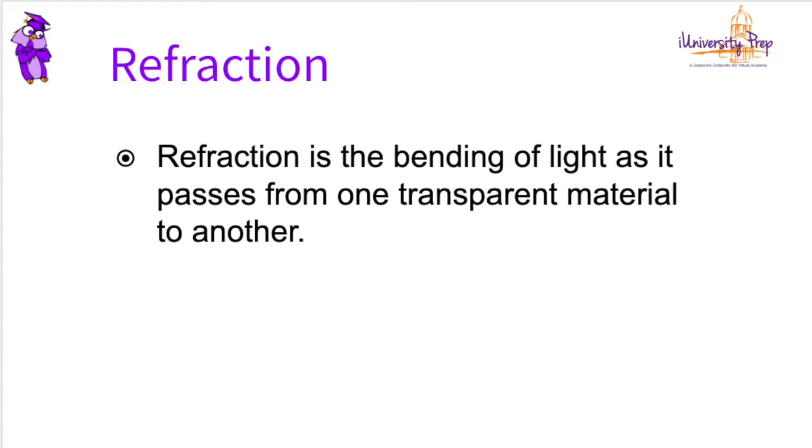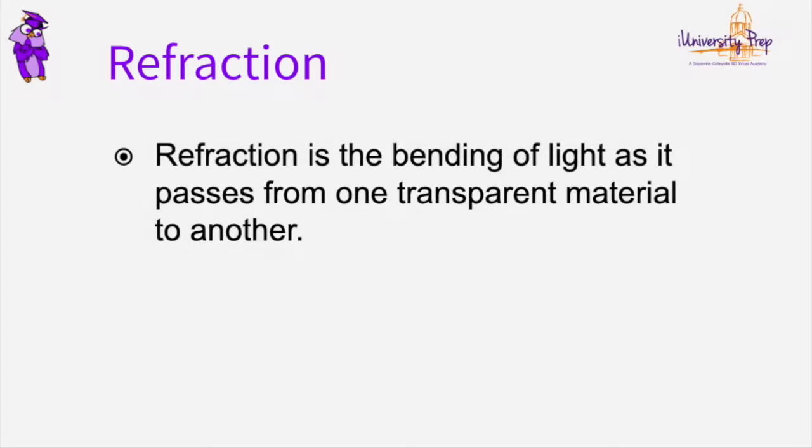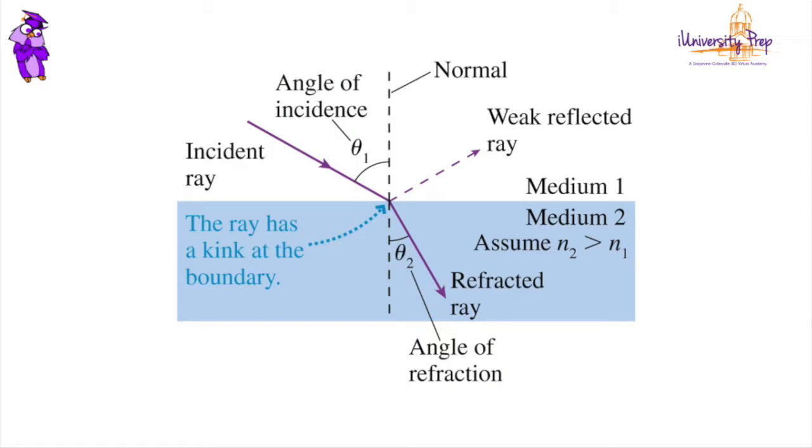Remember, we just talked about reflection, and reflection is that bouncing off of light, where here refraction is going to be that bending of light as it passes through another transparent material. That's very important. Now let's see what happens to light as it's bent when it enters a new medium. So let me take a look at this.